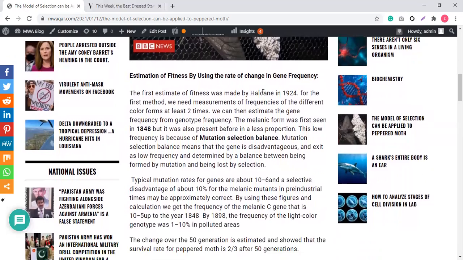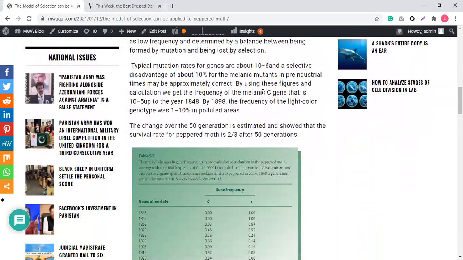I hope everything is clear to you now. Now move to the next point. Typical mutation rates for genes are about 10 raised to power minus 6, and a selective disadvantage of about 10% for the melanic mutants in pre-industrial time, meaning before industrial times, may be approximately correct. By using these figures and calculations, we get the frequency of the melanic C gene, that is 10 raised to power minus 5, up to the year 1848.